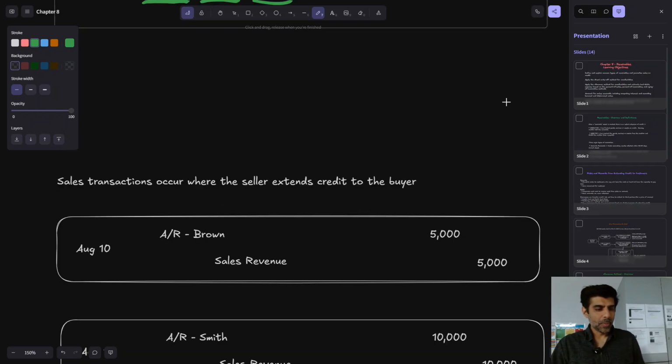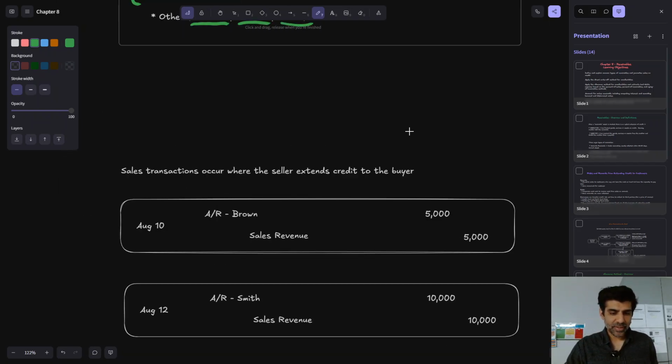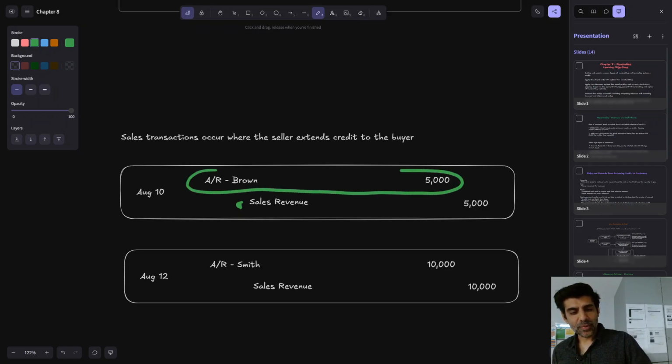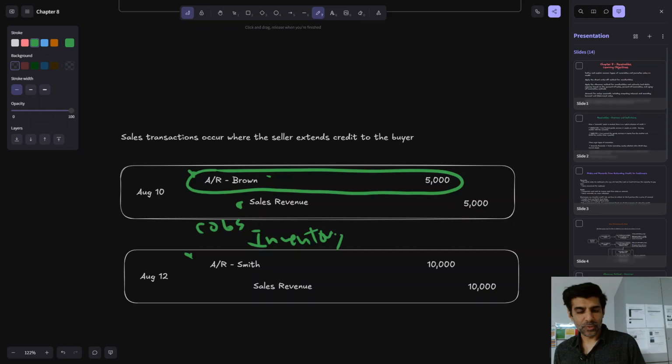Okay. So when there's a sales transaction, we've seen this standard journal entry. So we have revenue that's recorded here. And in this case, we saw this in chapter 5, we have a receivable and it's allocated to a certain person, a customer, this customer Brown. And of course, we would have cost of goods sold and inventory. I'm just omitting that because for this chapter, we're not really working with that. We're just talking about these receivables. And in this one, we have another sales transaction, another receivable that's created.